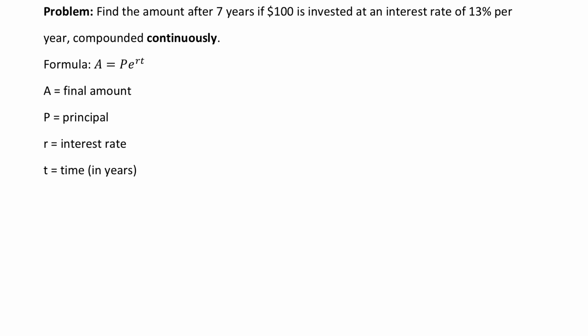So let's see if we can find each one of these values. 7 years, that sounds like the time. $100, that sounds like the principal. 13%, yep, that's the interest rate. So we're just looking for the final amount.